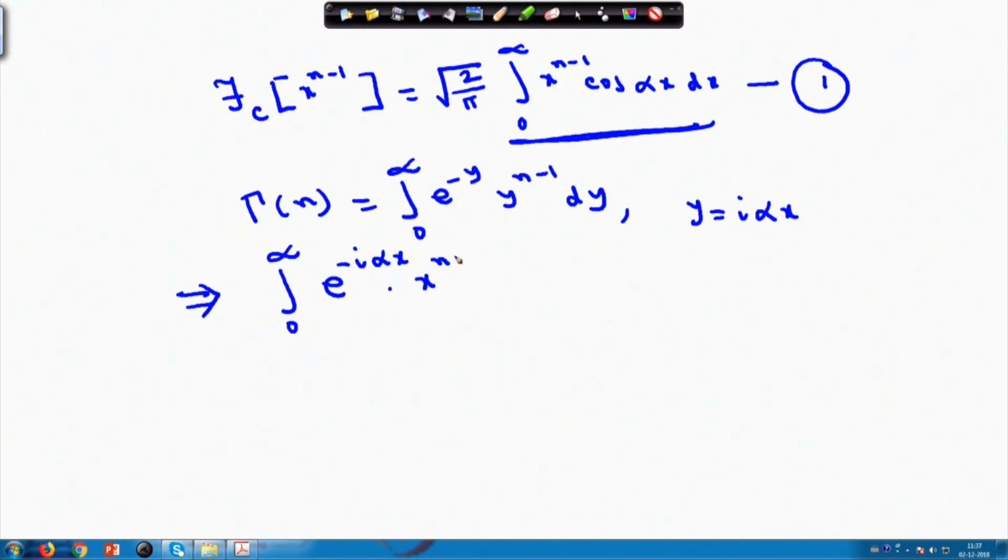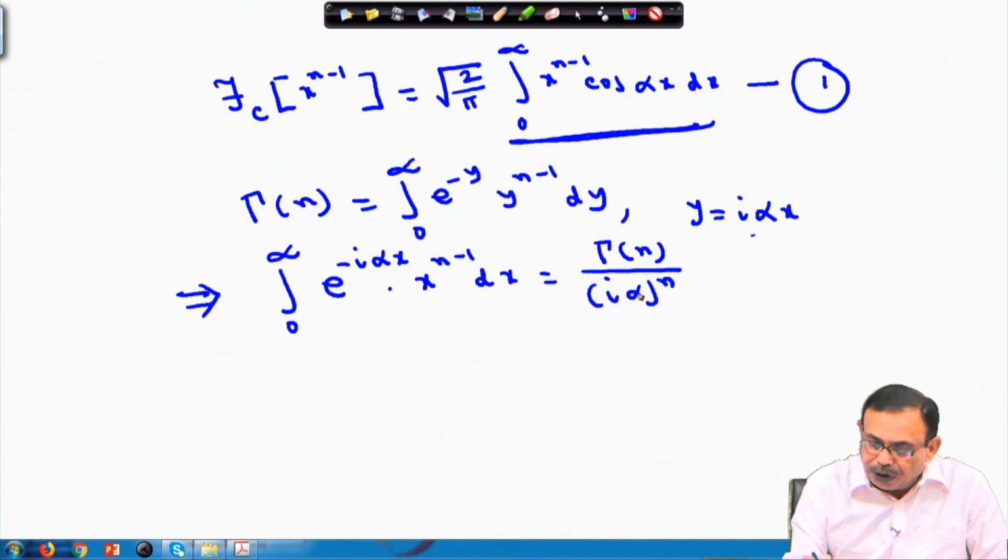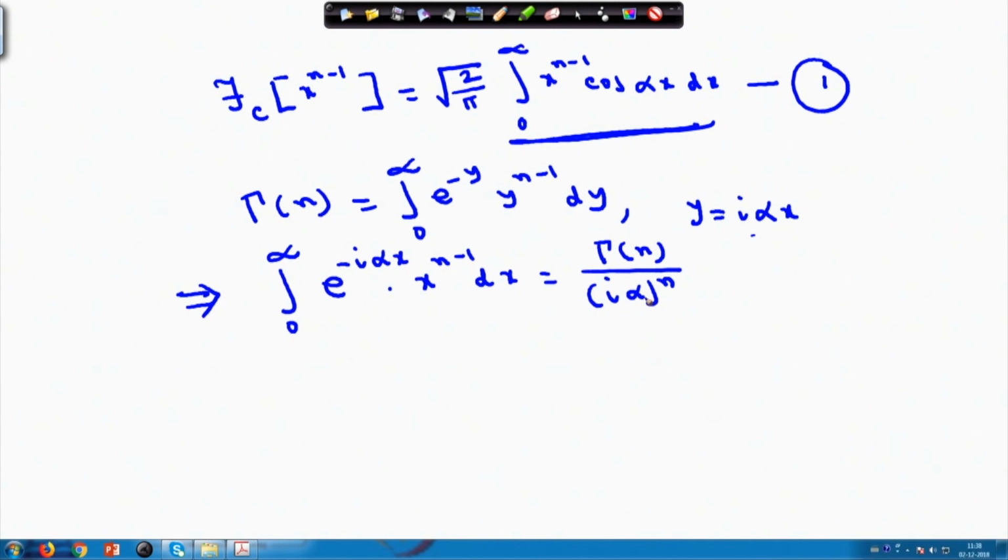So, this will be x to the power n minus 1 dx, where dy will be changed to i alpha dx. So, gamma n by substitution, i alpha to the power n, because here i alpha to the power n minus 1 is coming and this i alpha is there. So, it will become gamma n by (i alpha) to the power n. So, I think it is quite clear that integral 0 to infinity e power minus i alpha x into x to the power n minus 1 dx equals gamma n by (i alpha) whole to the power n, where we are substituting y equals i alpha x.